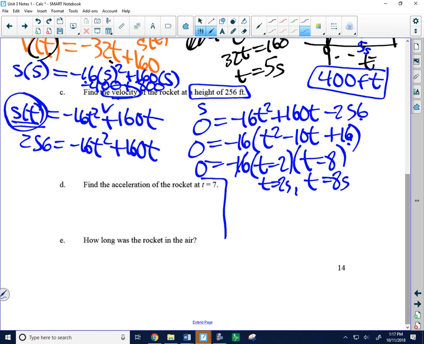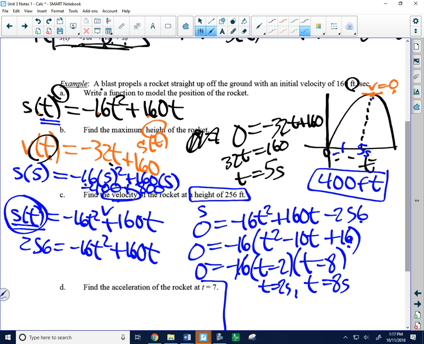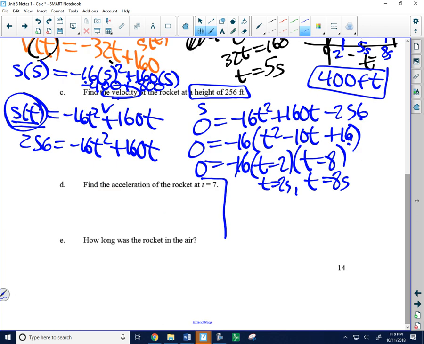So if we want the velocity at these times, oh, and here I'm gonna draw my picture. So this is like 2 seconds here, corresponds to like right there, and 8 seconds right there. So yeah, it makes sense. It's gonna reach a height of 256 twice, right? This is 256, and this is 400. It's gonna hit it twice. Once on the way up, once on the way down.